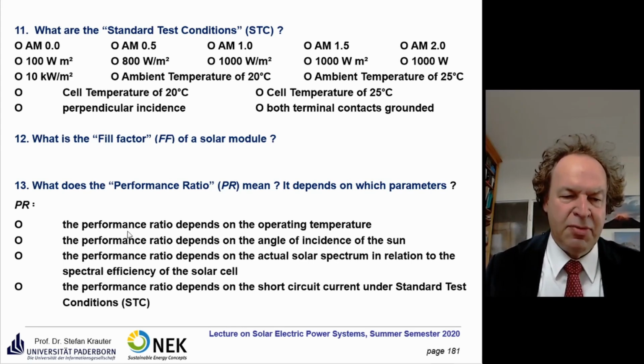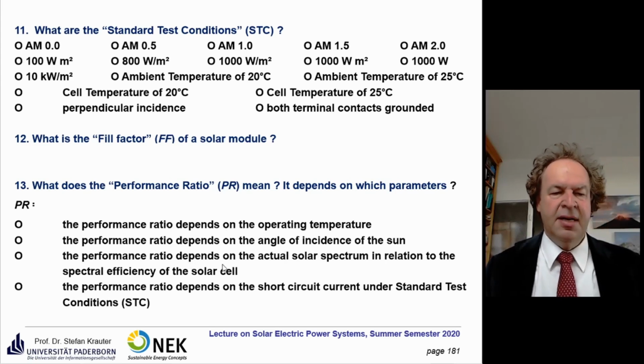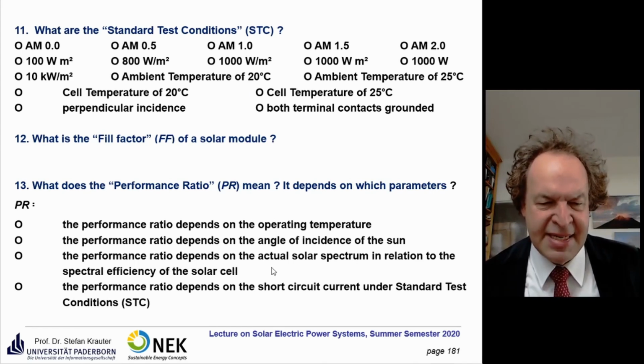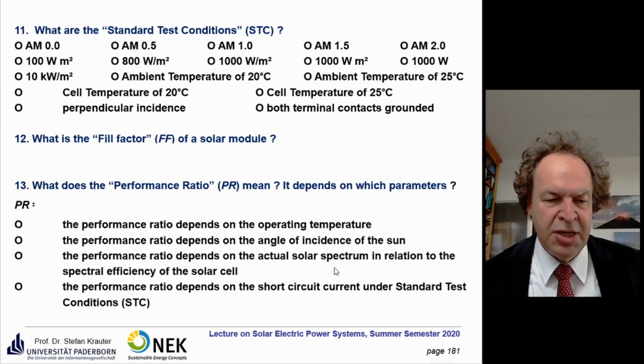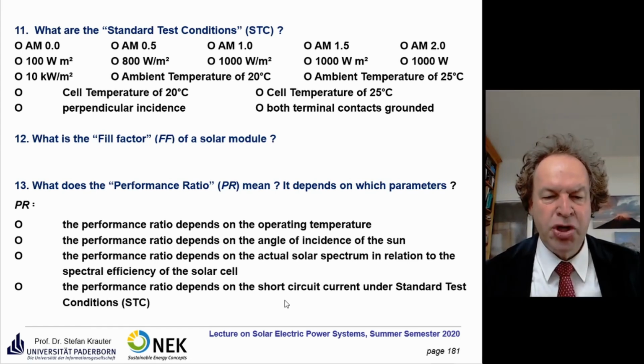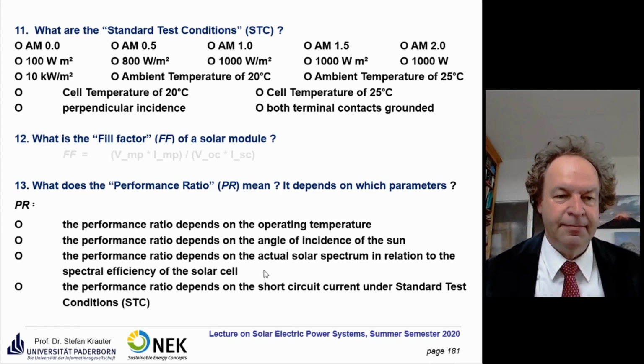Either the performance ratio depends on the operating temperature, the performance ratio depends on the angle of incidence of the sun, the performance ratio depends on the actual solar spectrum in relation to the spectral efficiency of the solar cell, or the performance ratio depends on the short circuit current under standard test conditions. Maybe we didn't consider all aspects of it, but we will discuss it next Monday.